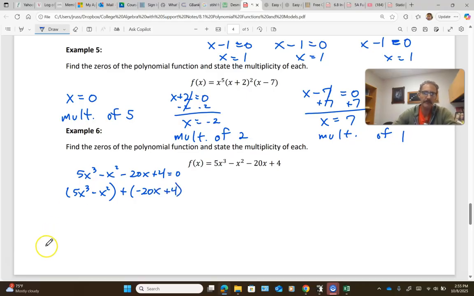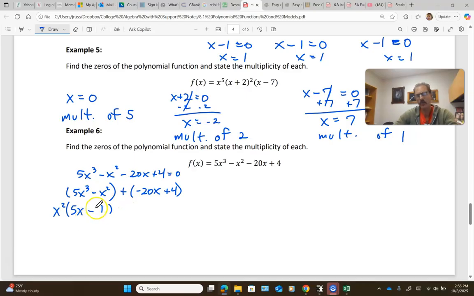Okay. So I've got them grouped up. Now what I'm going to do is take out the greatest common factor from each of these groups. Well, in my first 2 terms, they each have 2 x's. So I can factor out an x to the second. And so when I do that, that'll just drop the powers of those x's by 2. So x cubed will just become x, and then x squared will just become a 1.